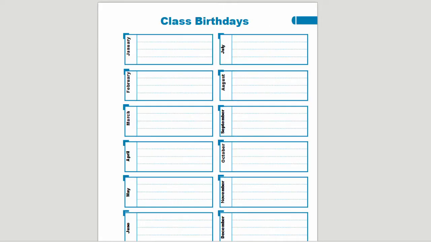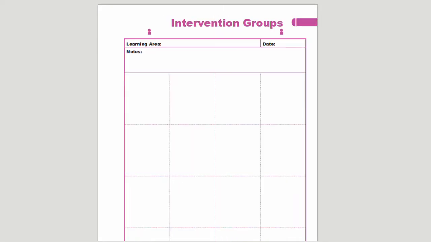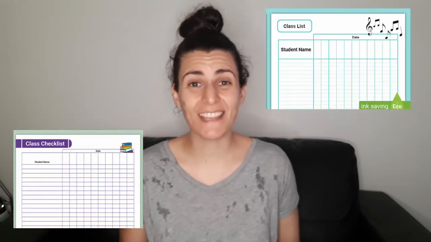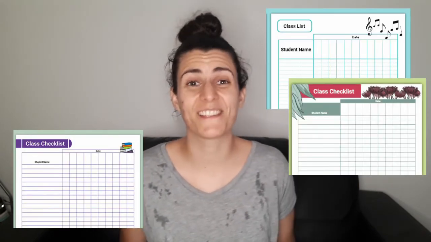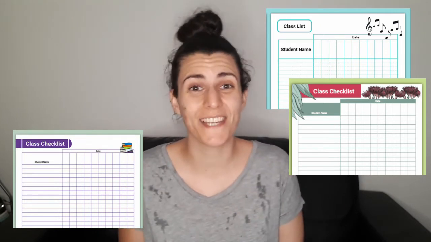There are plenty of different ways to arrange class lists though, like for grouping pupils, tracking class birthdays, intervention groups, and assessments. You can also use different themed checklists to stay consistent with the topic you're teaching. For example, subjects like music, English, and geography could have their own so that at a glance you would know which subject you are looking at.